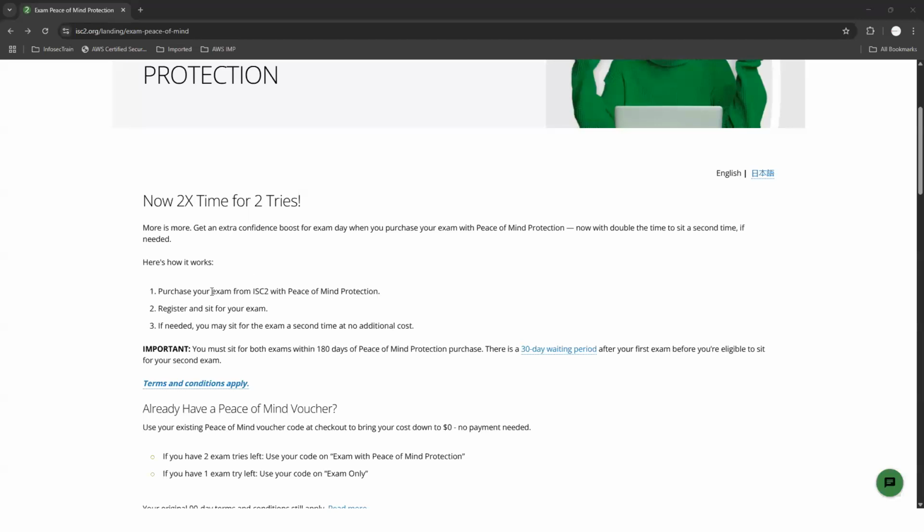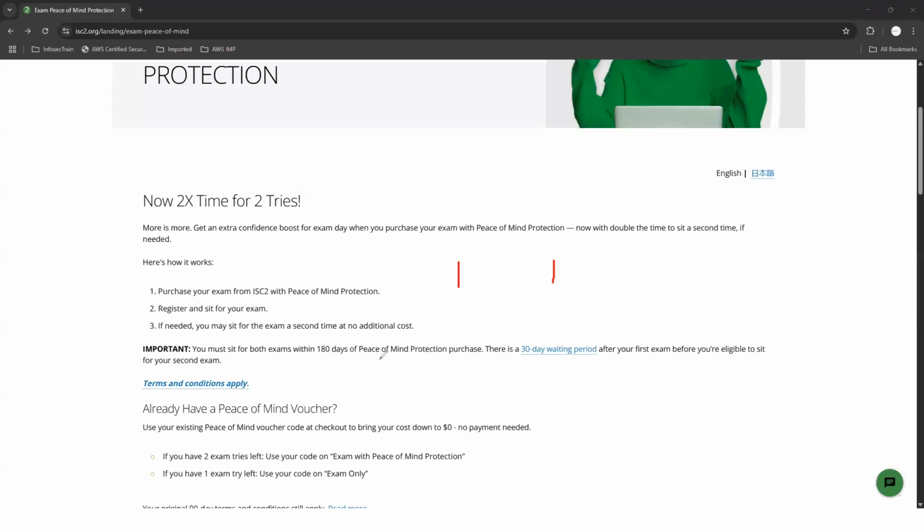One benefit we got from this is that previously, what they normally did is that you purchase a voucher with peace of mind, and they would tell you within what date you have to write the exam, and within what date you have to write the second exam if you fail the first one. They would give you some timelines, but as of now they are not giving any timelines here.